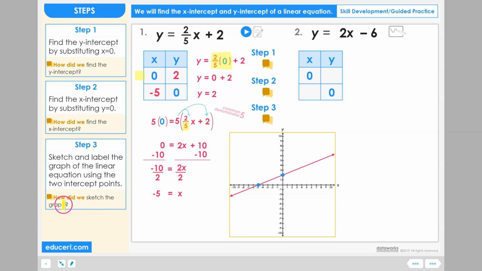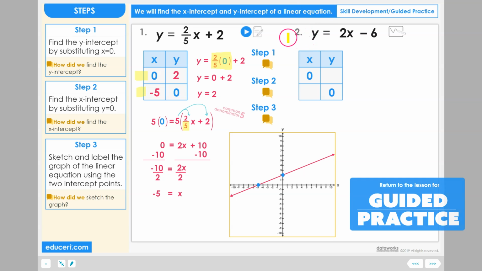How did we sketch the graph? We sketched the graph by plotting both our y-intercept, 0, positive 2, and our x-intercept, negative 5, 0, and then creating the straight line that goes through these 2 points. You are now ready to find the x-intercept and y-intercept of the linear equation for problem number 2.